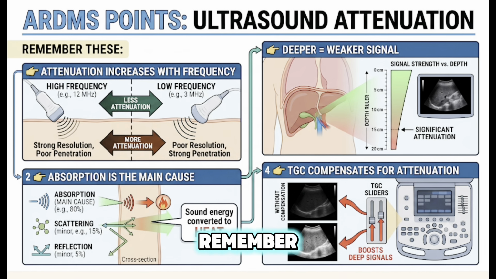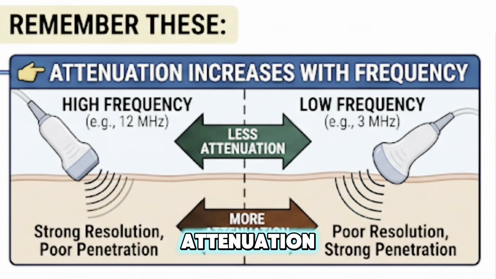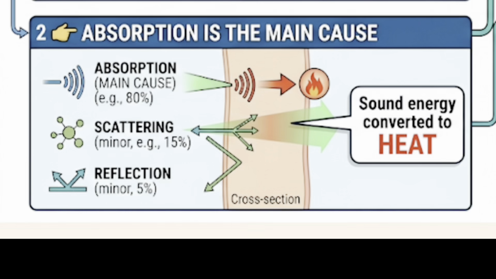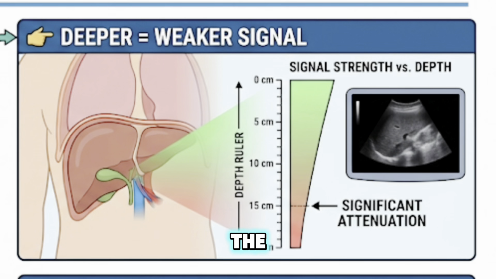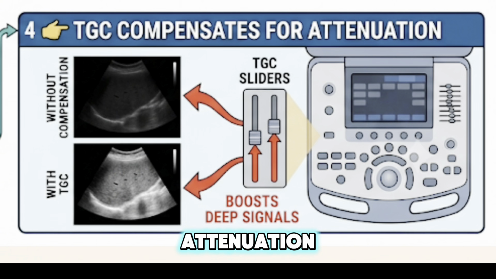So always remember these facts. Attenuation increases with frequency. Absorption is the main cause. And also remember, the deeper the structure, the weaker the signal. And to compensate for attenuation, we use time gain compensation or TGC.